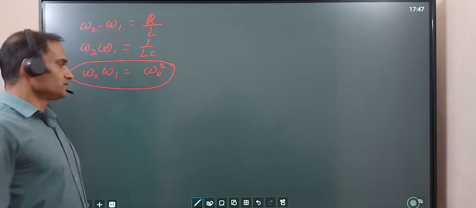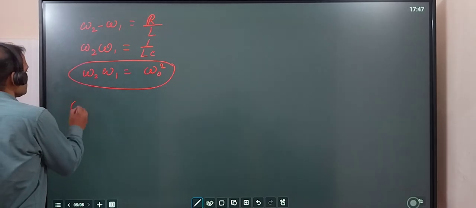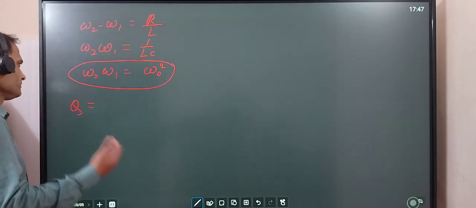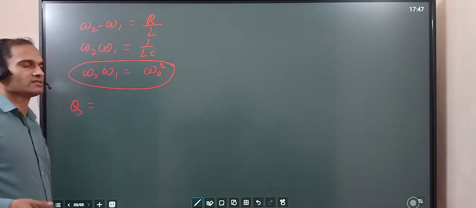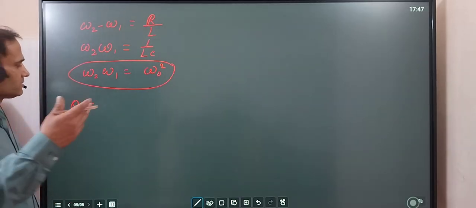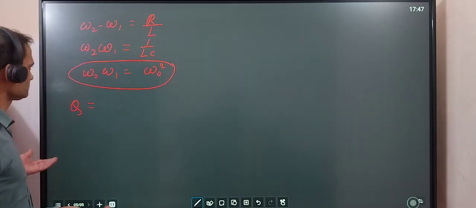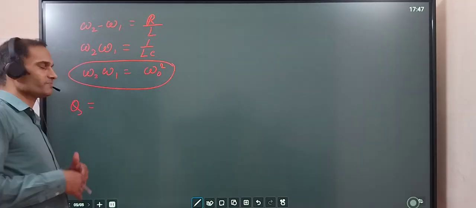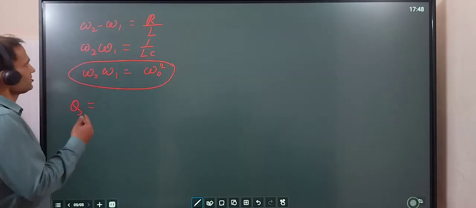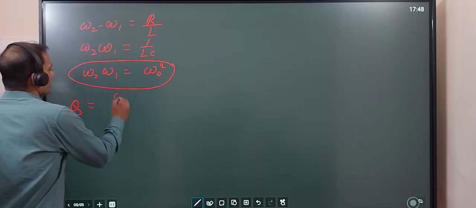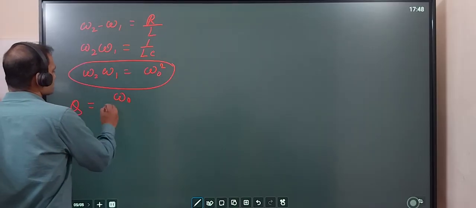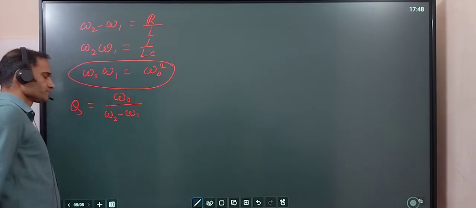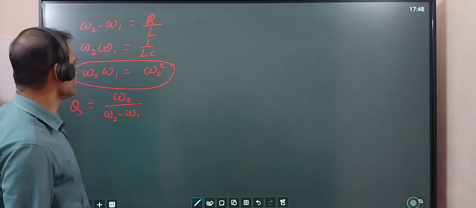Now what we want, I will write the quality factor formula, then we will talk about the significance, then I will try to write the definition. The definition part is difficult for me, so I will write it later. So quality factor is omega naught by omega 2 minus omega 1. Okay, omega 2 minus omega 1.